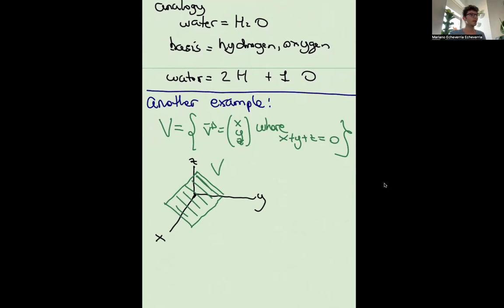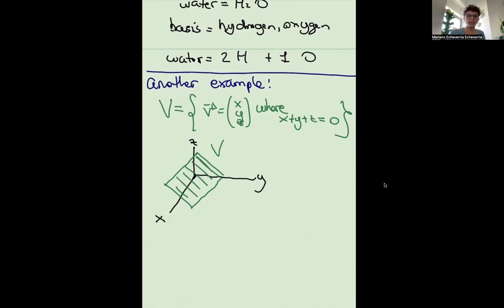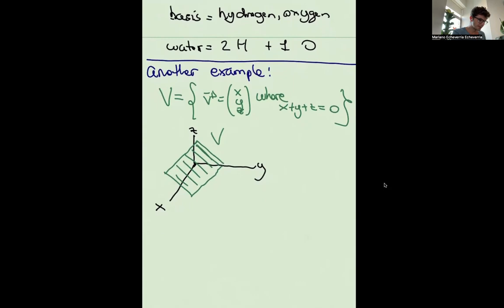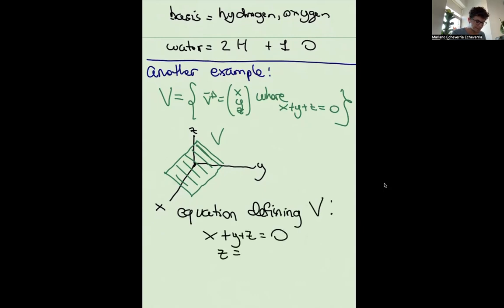Okay. So the idea is that there is a sense in which for any vector that belongs here, you only need 2 numbers to describe it. The reason is that there's an equation that relating the 3 entries, right? Given that equation, you can solve for one of the variables. So we could take the equation defining V, which is x plus y plus z equals 0, and solve it for z. So z equals minus x minus y.